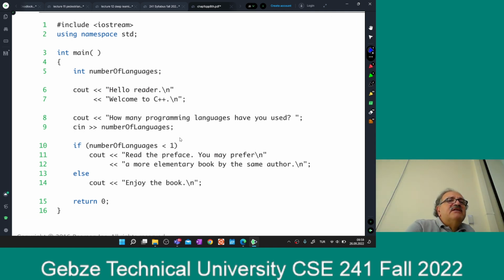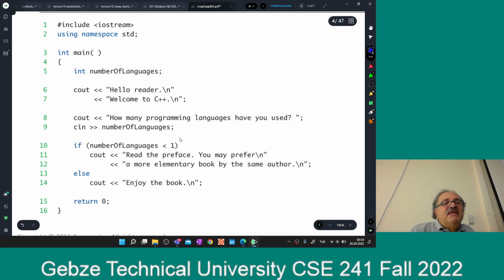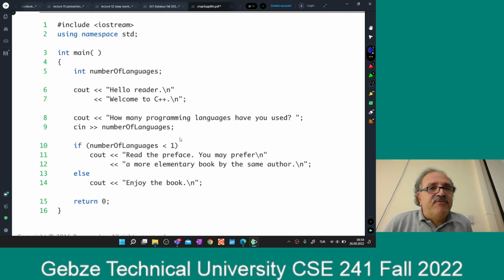Familiar stuff, include. We know the include. It's a preprocessor directive, and it includes a header file. We did not see this header file before. stdio is maybe something similar to this one. It is the input-output header file, iostream, input-output stream. We are going to talk about streams later. So line number 1 includes a header file, and the meaning of include is exactly the same as before.